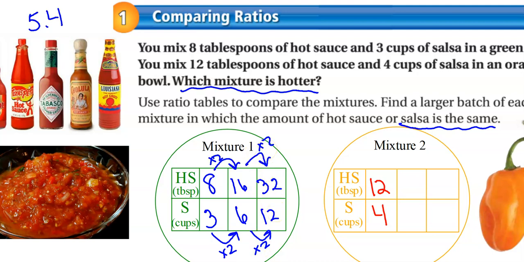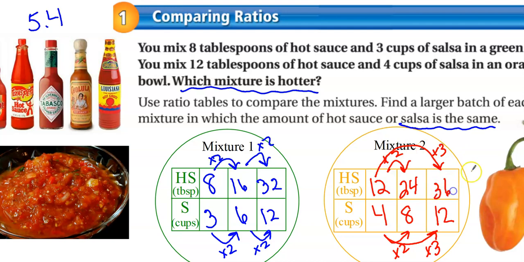And so now when I get to the mixture 2, maybe I will also double the recipe. And when I double the recipe, I have 8 cups of salsa and I have 24 tablespoons of hot sauce. And then I know that I wanted to get to my common multiple of 12. So I'm going to go ahead and skip the middle row and go straight from 4 times 3 is 12. So then I go back to the 12 times 3 and I get 36. Okay, so now I have a common multiple of 12.